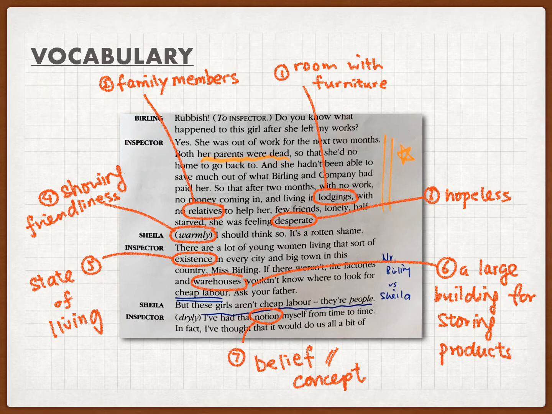Okay, number six, warehouses. Apart from factories, where people were making stuff, making goods, there were some other people working in warehouses. And warehouses were large buildings for storing products. So they weren't places to produce the products. They were places for storing the products. So that's warehouses. And then number seven, notion. It means your belief, your concept, what you believe in.